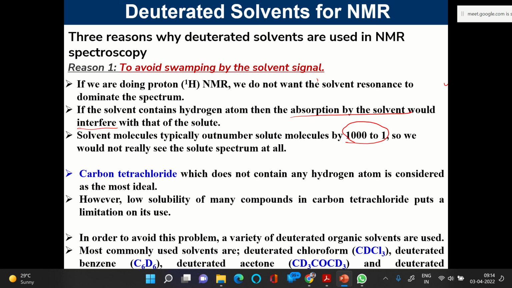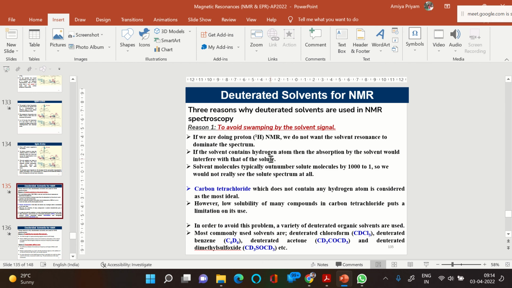Most commonly used solvents are deuterated chloroform, deuterated benzene, deuterated acetone, or deuterated dimethyl sulfoxide, DMSO. So these are the solvents most commonly used for NMR spectroscopy, particularly in pulse NMR. These are things that you will need.